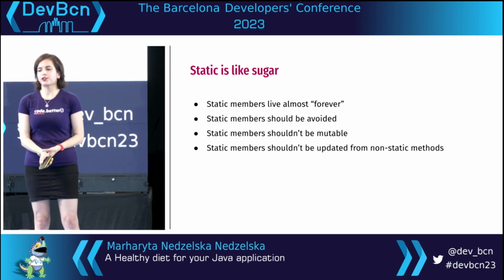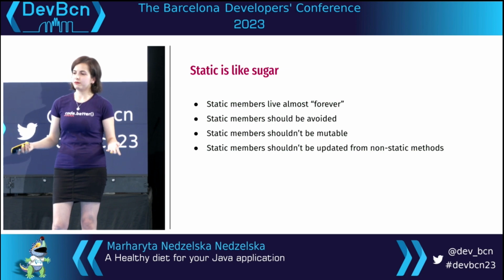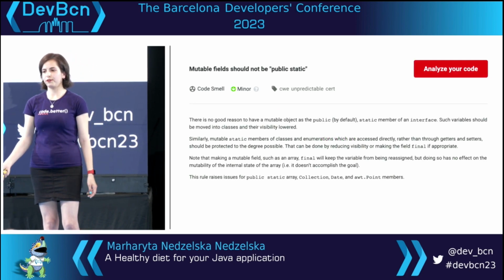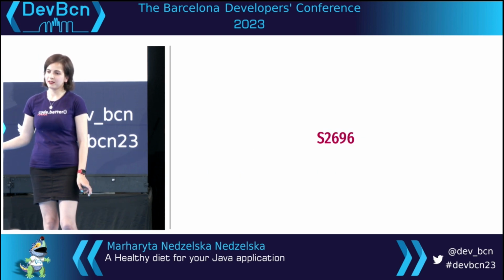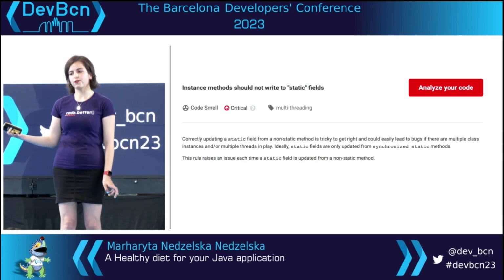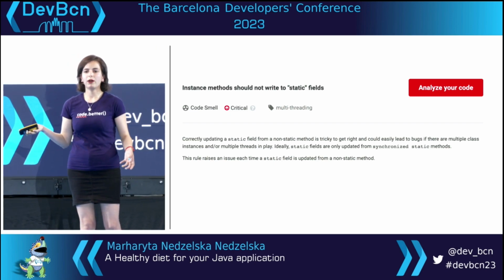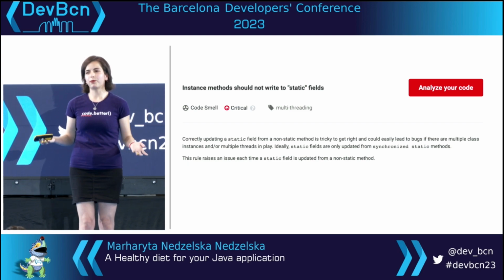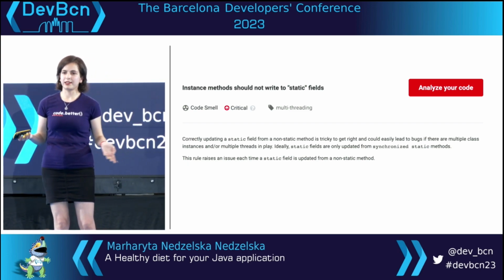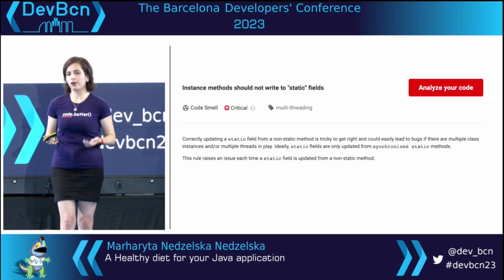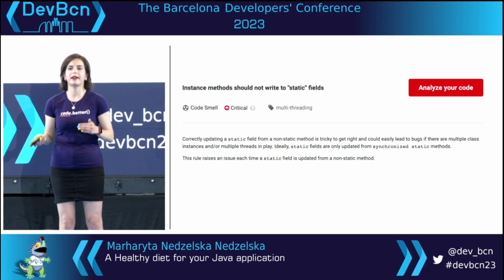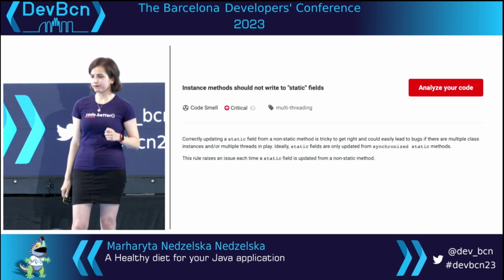And in Sonar, to help you avoid some common mistakes, we have rules. One rule is that mutable fields should not be public static, and another rule is that instance methods should not write to static fields. However, it's not all possible problems with static, just a tiny subset of it, but still better than nothing. So be attentive when Sonar signals you with these issues, because they can lead to memory leaks.